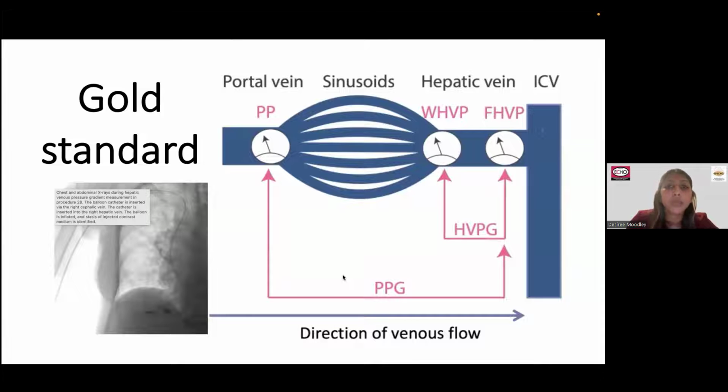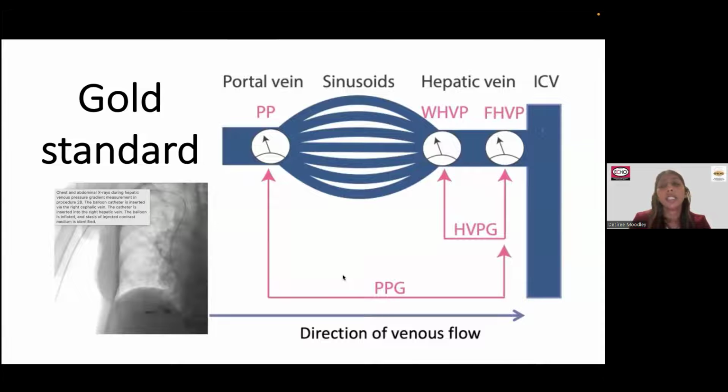Other measurements can also be done using this, for instance, your portal pressure gradient. And this is when you measure the portal pressure and your free hepatic vein pressure. And the difference between that will give you your portal pressure gradient. This is used more for TIPS insertion and to gauge response.